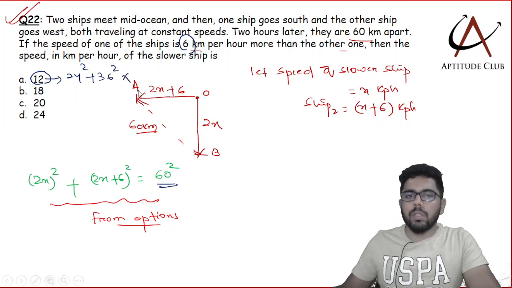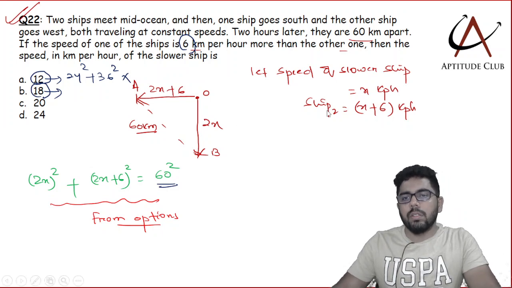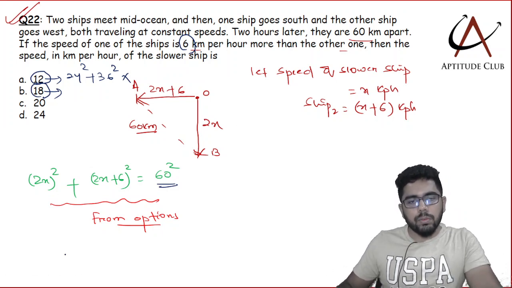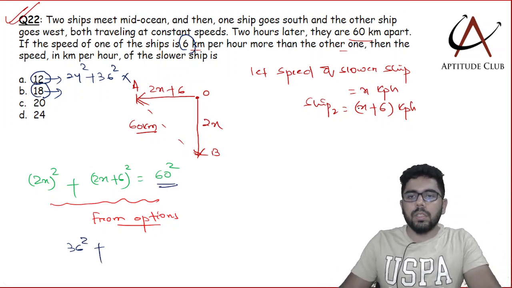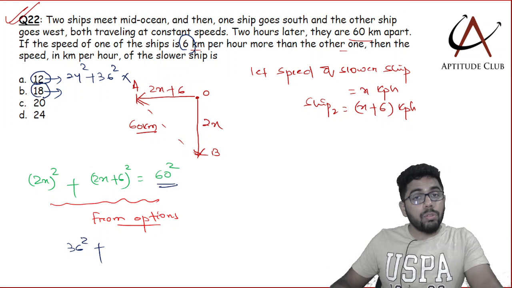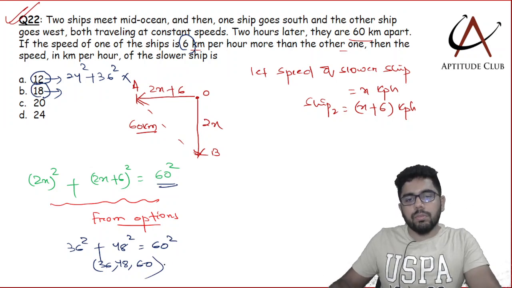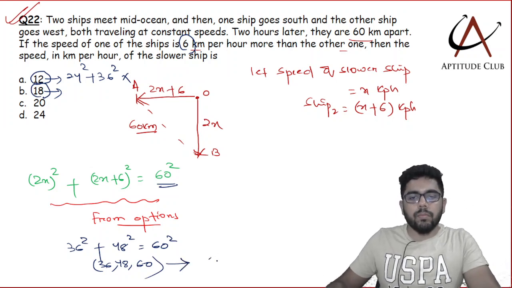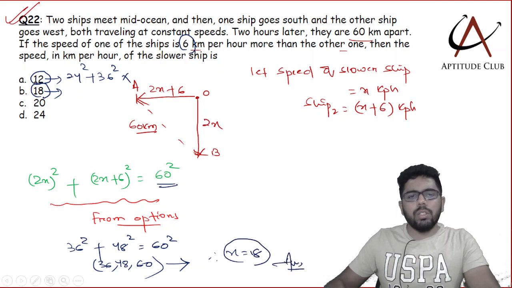Not working. If I am taking 18 as x, so I'll get (2x)², which is 36², and x plus 6 will be 18 plus 6, 24. In 2 hours it will be 48, so 48². This will be 60², because these are Pythagorean triplets, 48, 60 and 36. 3:4:5 ratio. Hence x is equal to 18. That is our answer. No need to open this.